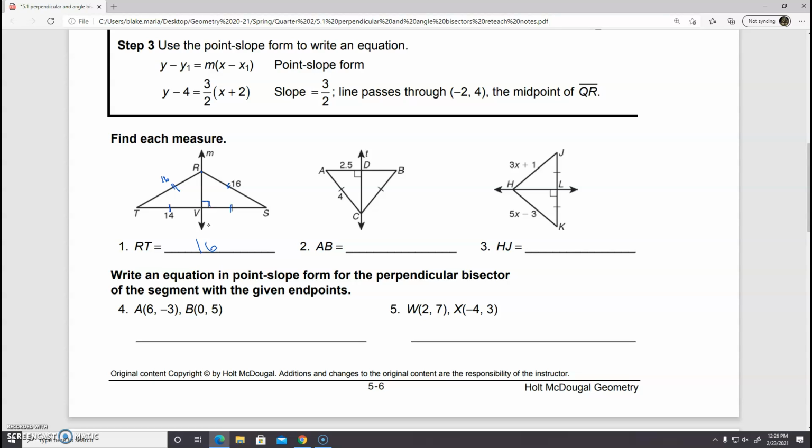So we look at the next one. Next one's actually the converse. So notice here, here's your point. See how it's equidistant to both endpoints? Then you know that this is a perpendicular bisector. So this one's also going to be 2.5. But what do they ask for? They ask for from A to B. So you have 2.5 and 2.5 makes 5.